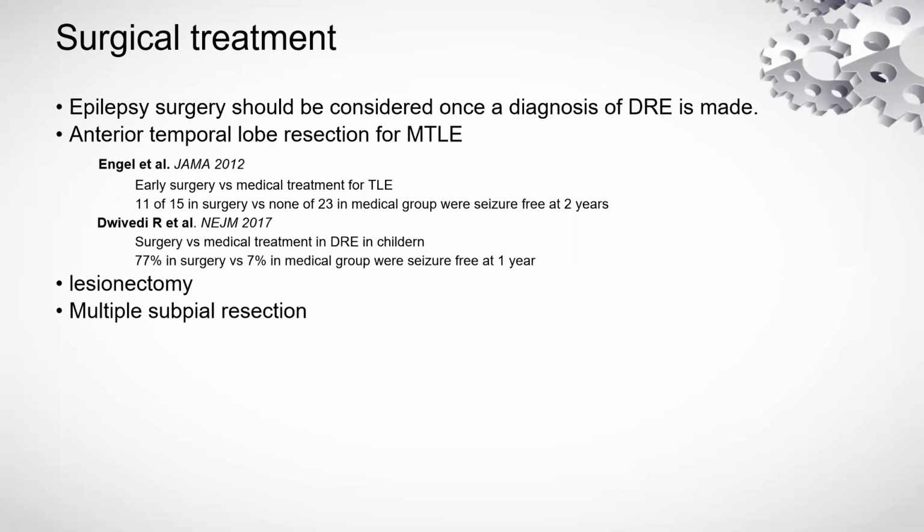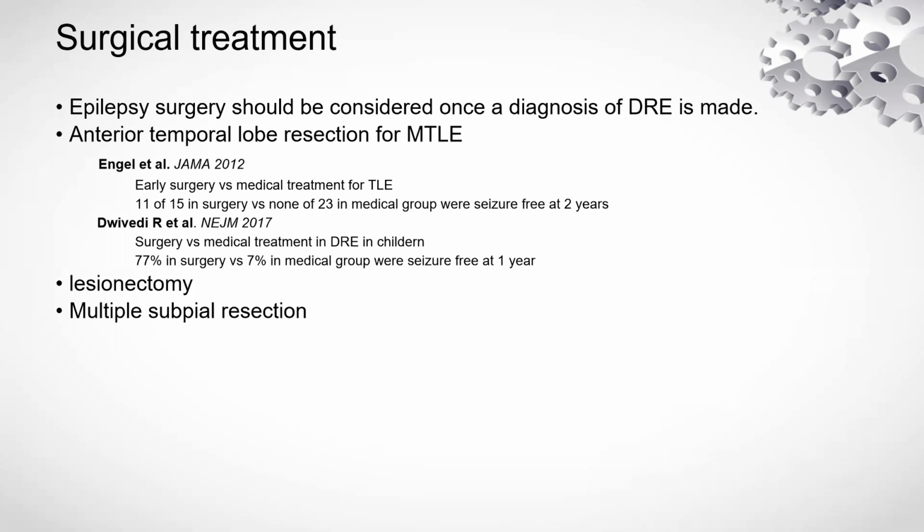Now, what to do with these patients? See, if we are making a diagnosis of drug-resistant epilepsy, we should always consider the possibility of epilepsy surgery, because it offers the greatest chances of seizure remission in these patients. And among surgeries, anterior temporal lobe resection for MTLE, or mesial temporal lobe epilepsy, gives the best results. And we have proof in the form of randomized controlled trials also.